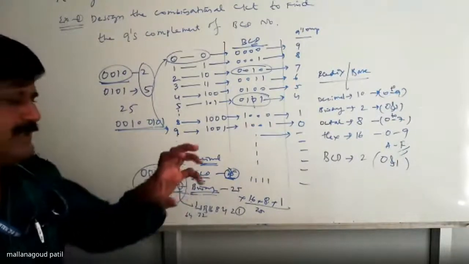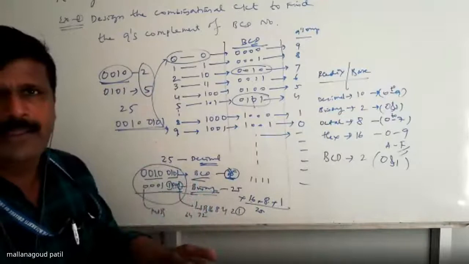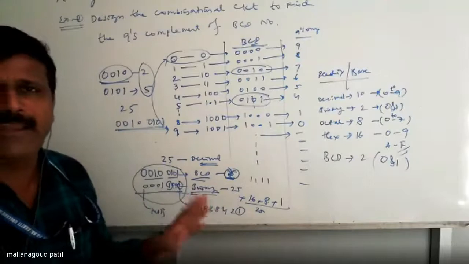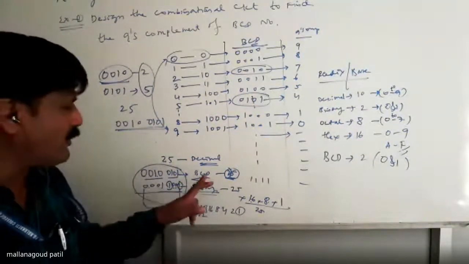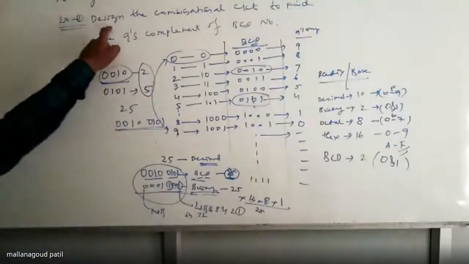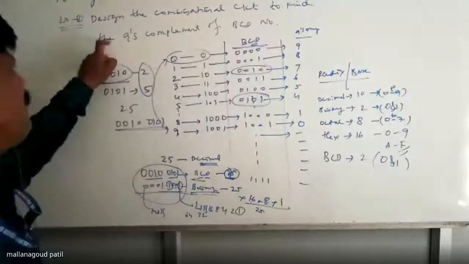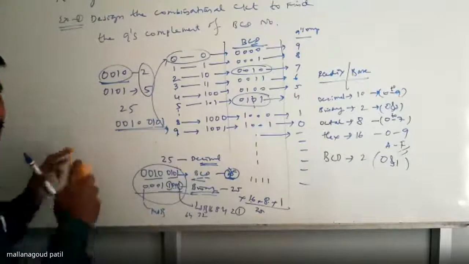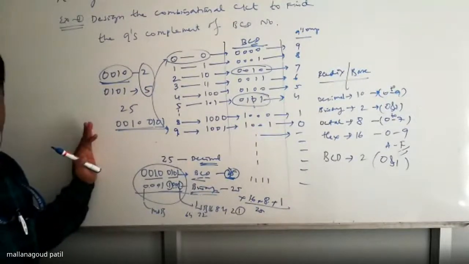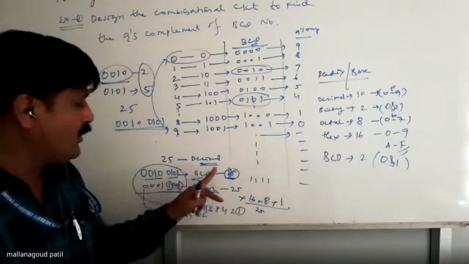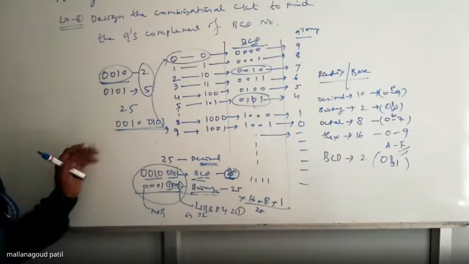BCD representation is that each individual decimal digit is represented in a coding fashion of binary 4-bit. Therefore, it is named binary coded decimal. Now, what is your problem statement? Design the combinational logic circuit to find the 9's complement of the BCD number. Any doubt? I want only to differentiate what exactly the binary equivalent is and what exactly the BCD equivalent is for the decimal input.